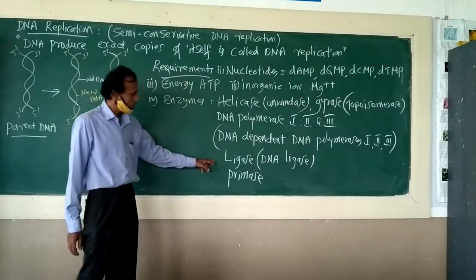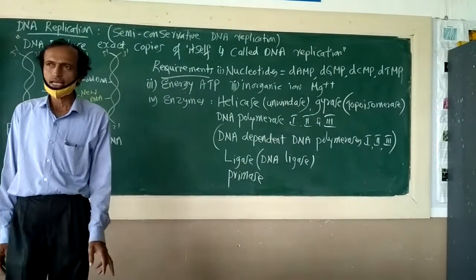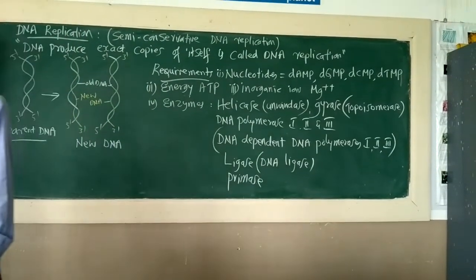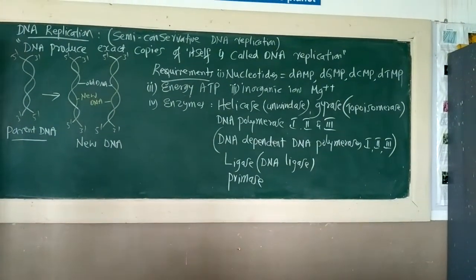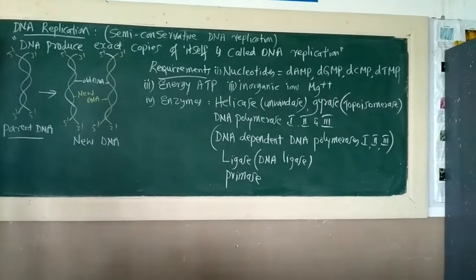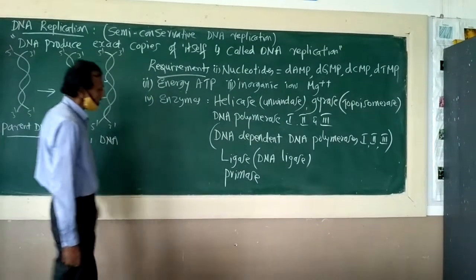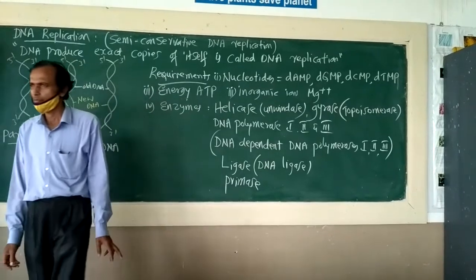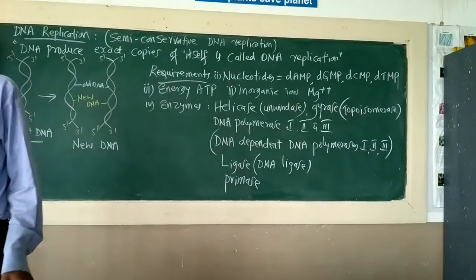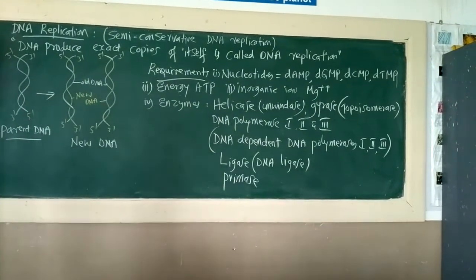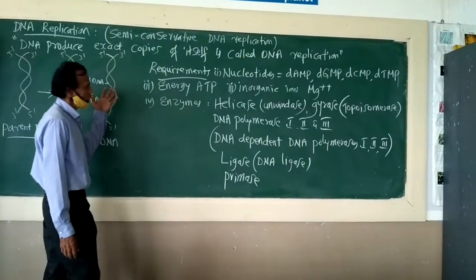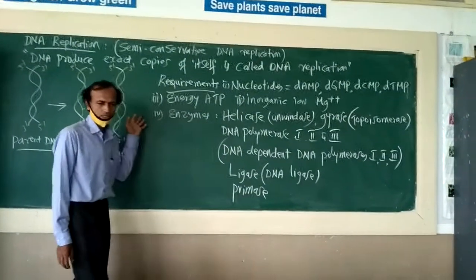And there is one more enzyme, ligase. It is also called DNA ligase. It has the work of joining the fragments of DNA. When the DNA is produced in the form of fragments, they are joined by the enzyme DNA ligase. And one more enzyme is primase. Primase is needed to produce a molecule called primer. Primer is needed in the initial stages of DNA synthesis. These are the requirements for the process of DNA replication.